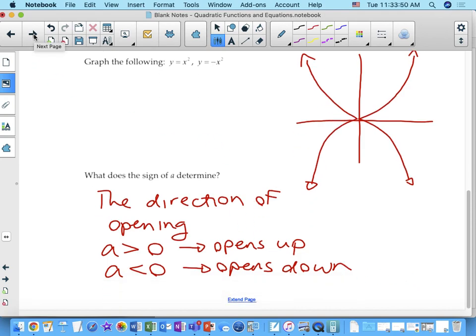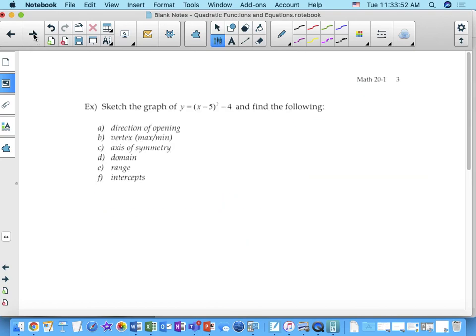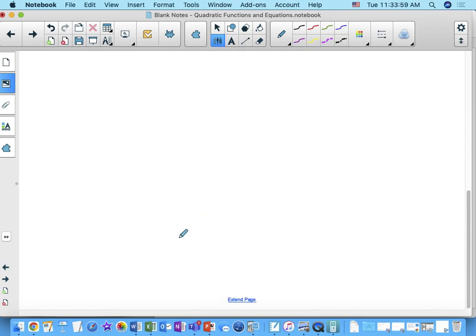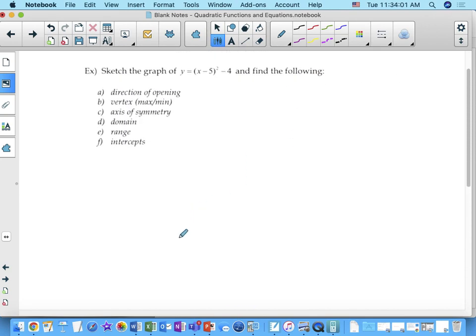Okay. Now we're going to put this all together. So let's sketch this, and then we will determine all of these different properties. And we're going to try and sketch this without using technology.